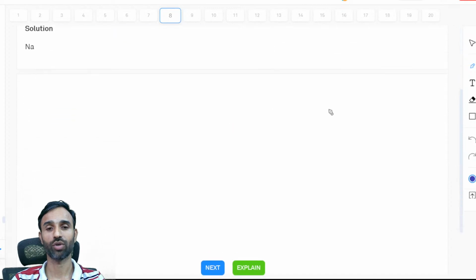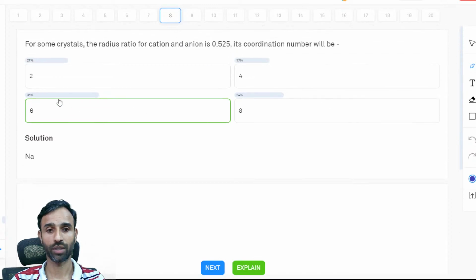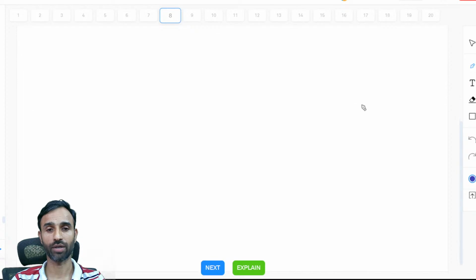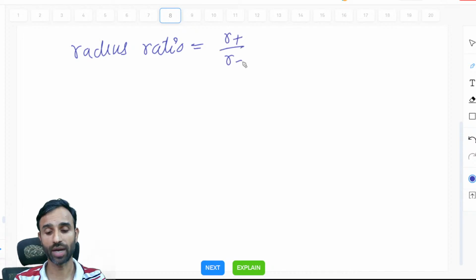So radius ratio is, oh my god, only 38% people give the right answer. Beta, radius ratio is the radius of cation to the radius of anion, and if it is less than 0.155, then its coordination number is, yes beta, wow.